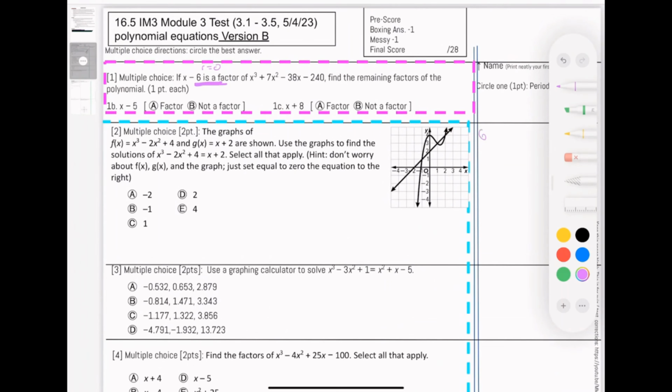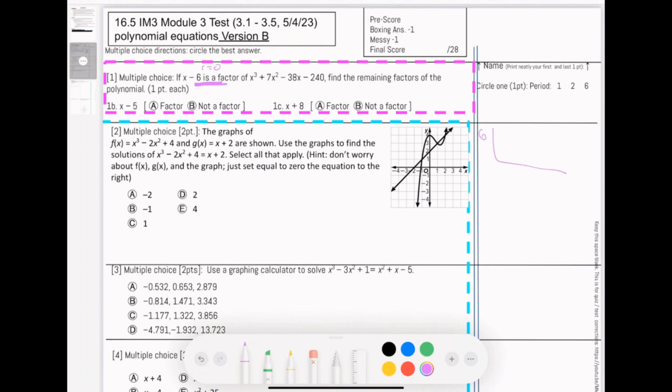So I'm just going to use synthetic because it's fast. I'm going to use the coefficients 1, 7, negative 38, negative 240. Bring it down, multiply, add. I'm going to get my calculator out. 13 times 6 gives me 78. That will give me a positive 40, 240, and that'll be 0. So this means you have x minus 6, x squared plus 13x plus 40.